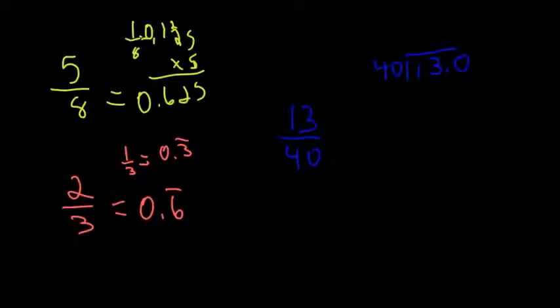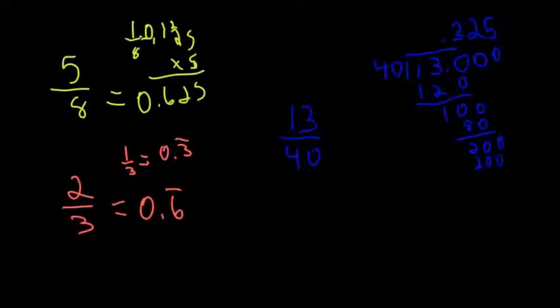40 will go into 130 3 times, which is 120. Subtract, I get 10, add another 0. 40 goes into 100 twice, which is 80. Subtract, I get 20, add another 0, bring it down. And 40 will go into 200 5 times, which is exactly 200. So 13 over 40 equals 325 thousandths. Oops. Let's write that correctly.